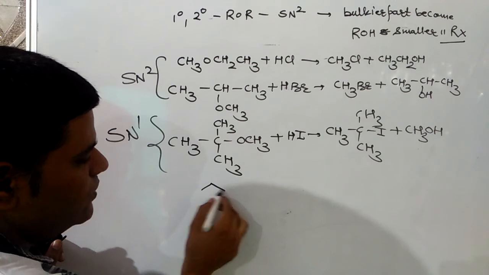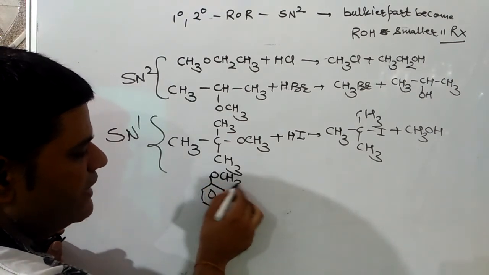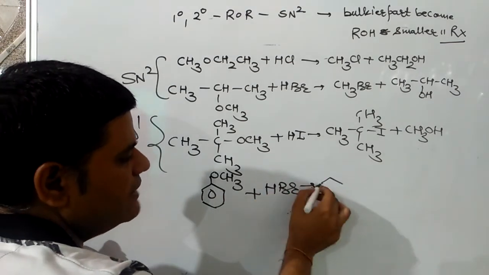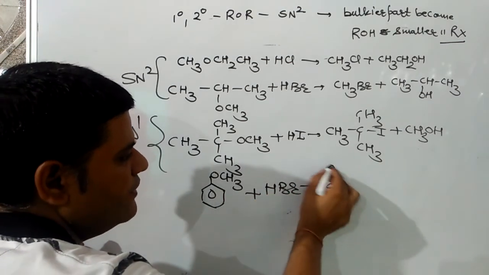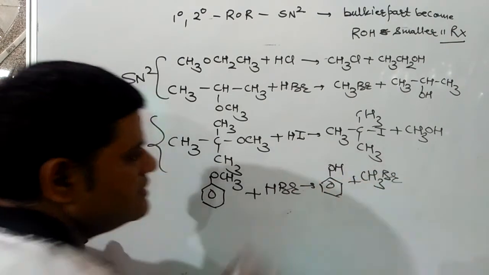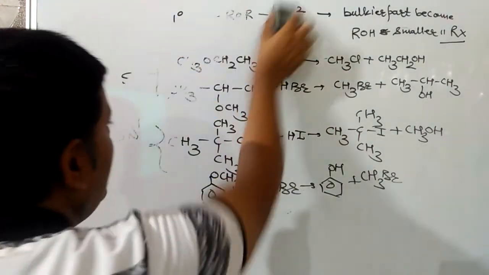Next will be anisole or phenetole. If anisole or phenetole react with HBr, then the products formed will be phenol plus CH3Br.